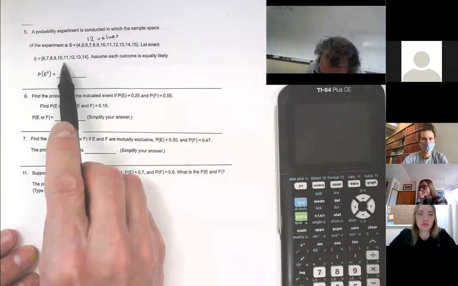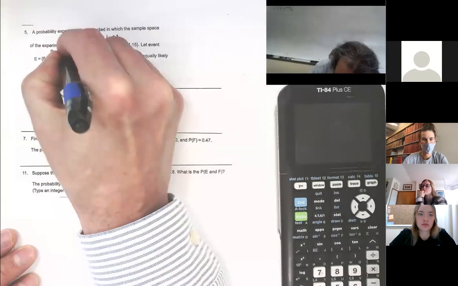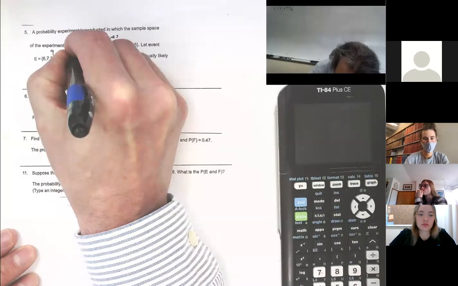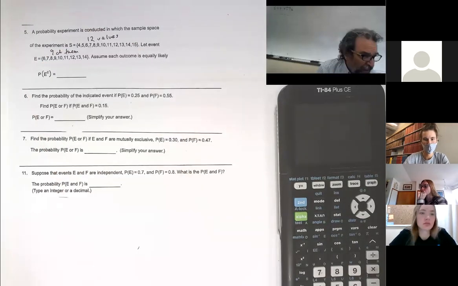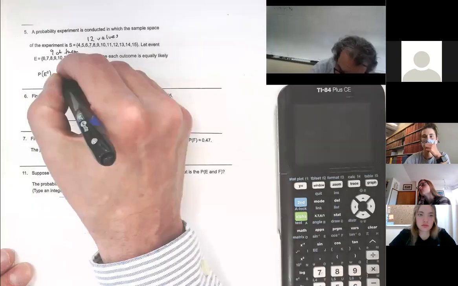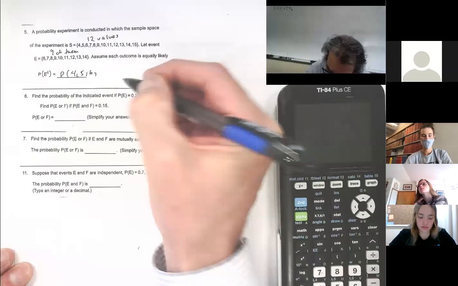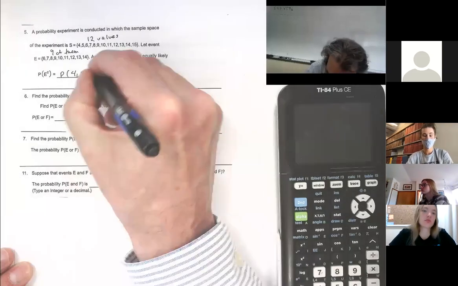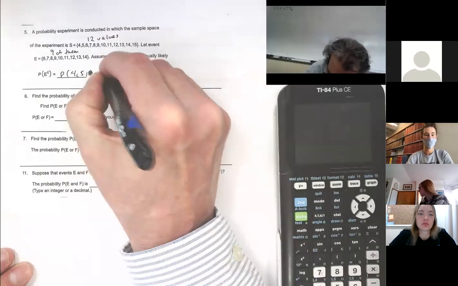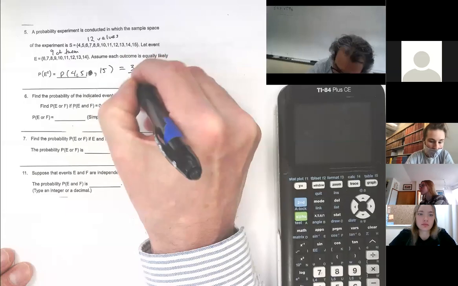How many is that? 1, 2, 3, 4, 5, 6, 7, 8, 9 of them. Though E complement will have 3 values in it. The values would be 4, 5, 6, and 12. I could write it that way. Probability 4, 5, 6, and 12. Okay, the 3 of them. And so 3 out of the 12. That's 1/4. Okay.